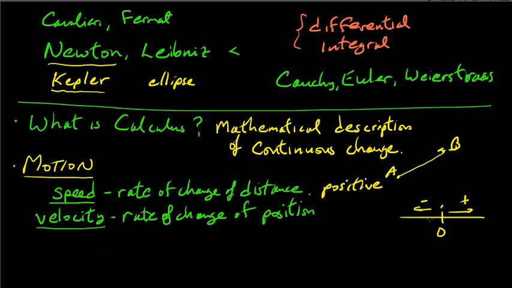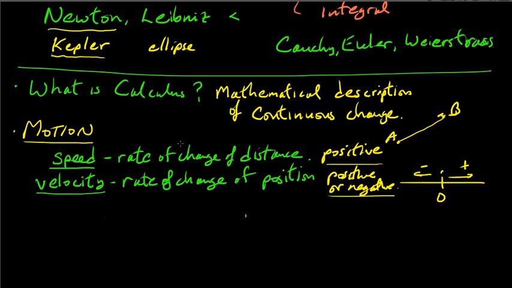So velocity is how quickly your position is changing, either going to the right or going to the left. So going to the right, you'd have a positive velocity. To the left, you'd have a negative velocity. So velocity could be positive or negative, right? Or 0, obviously. But speed is always positive, right?